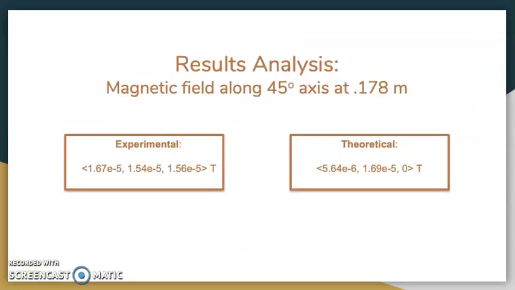Comparing the experimental value to the theoretical value of the magnetic field along the 45-degree axis at 0.178 meters, I found that my experimental value was not significantly different from the theoretical value except at the z-value.